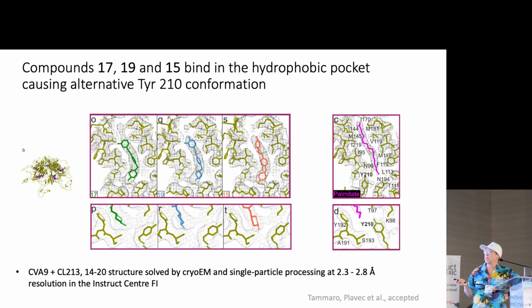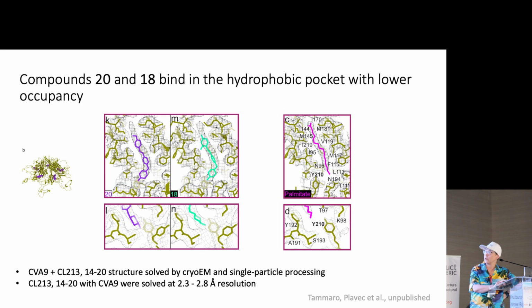So these were relatively straightforward. They're basically between 2.3 and 2.8 angstroms resolution structures, which is also similar resolution in this area. These are all data collected in the Instruct Center in Finland. But the story then varies when you look at some of the other pockets.